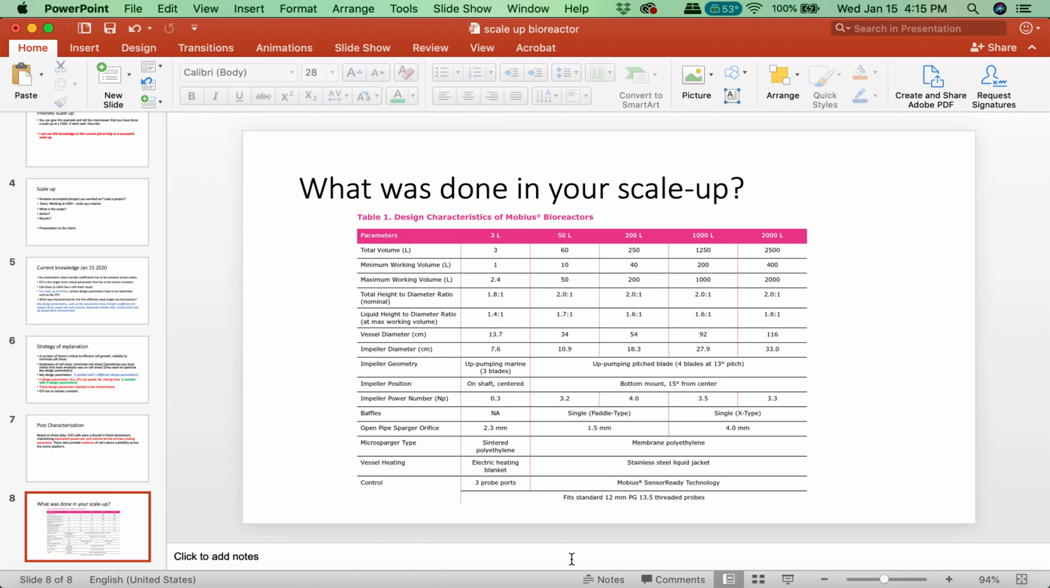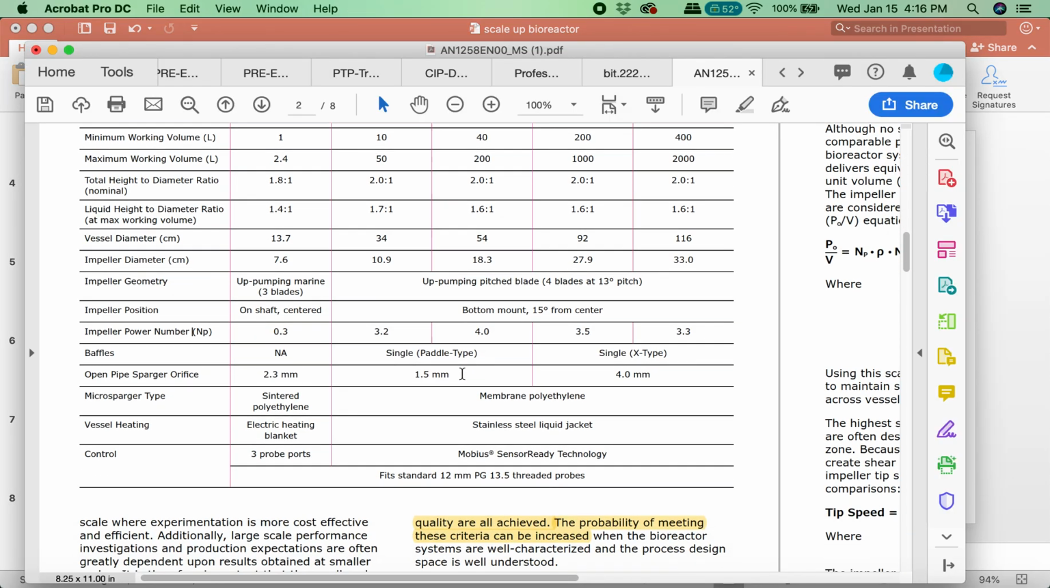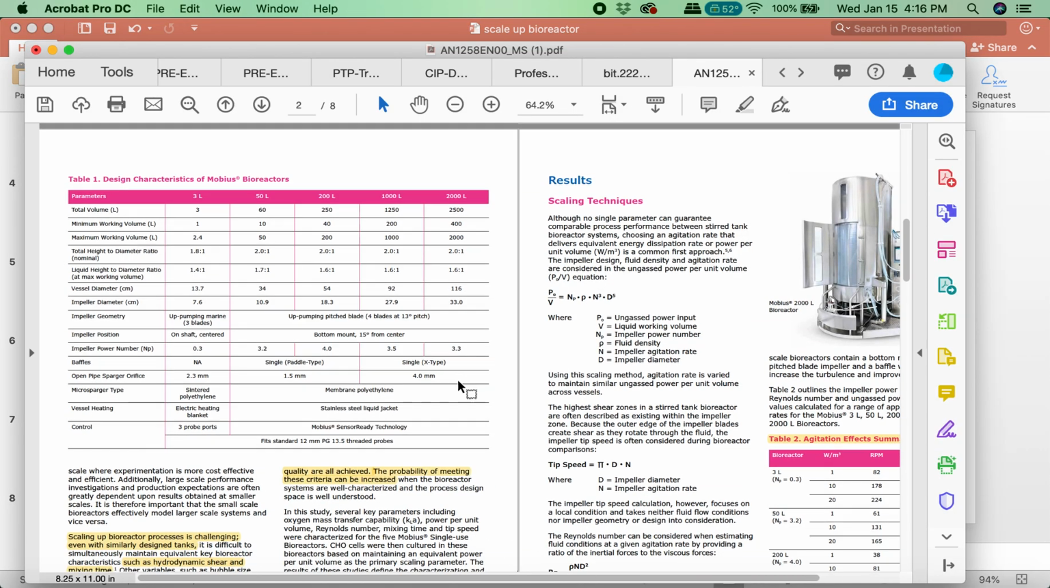I wanted to show you the diagrams of baffle so you can see microsparger type, open pipe, or sparger orifice, stainless steel liquid jacket, and Mobius sensor ready technology. So somehow try to remember this, but we're gonna go through this.